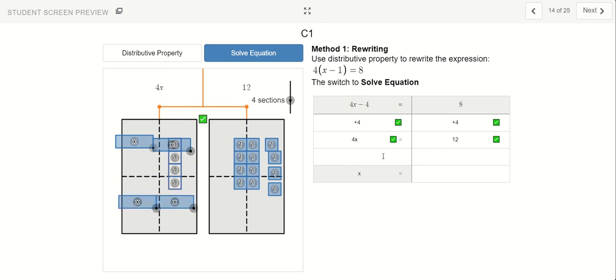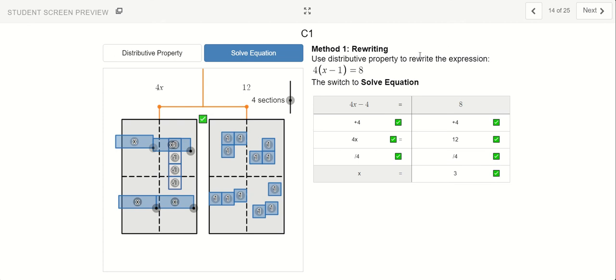So if I'm able to split these into 4 groups, I should be able to split these into 4 groups, divide it into 4. So let's see, divide this into 4 groups. An extra one here. Divide these into 4 groups. So it looks like 12 divided by 4, each section has 3. So 1x equals 3.